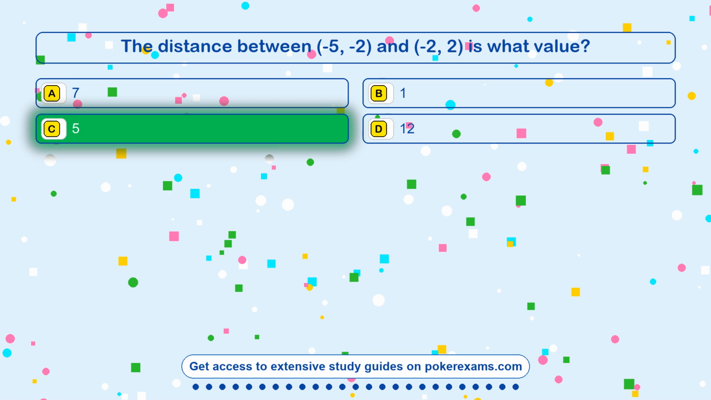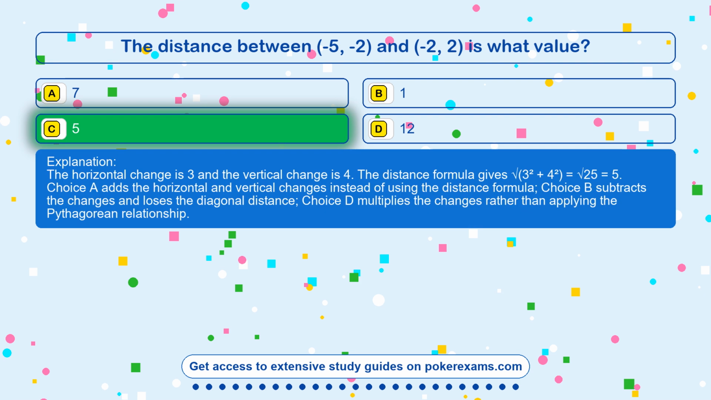The correct answer is option C, 5. The horizontal change is 3 and the vertical change is 4. The distance formula gives the square root of 3 squared plus 4 squared, which is the square root of 25, equals 5. Choice A adds the horizontal and vertical changes instead of using the distance formula, choice B subtracts the changes and loses the diagonal distance, choice D multiplies the changes rather than applying the Pythagorean relationship.